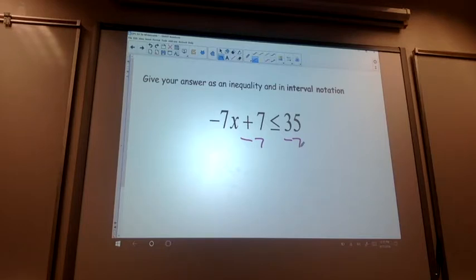So 35 subtract 7. I think it's 27. Or like 28. Draw something on there. Ooh, look at this. There it is. Your southpaw. That's awesome. Alright. Love it. Do we all agree so far? Divided by negative 7. Awesome. I love it.